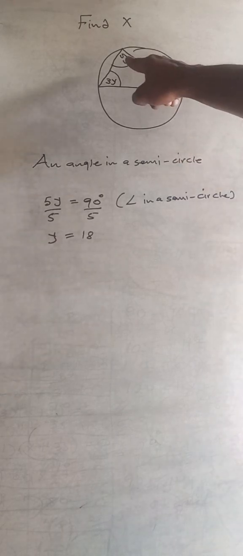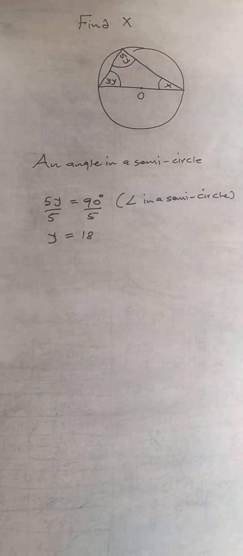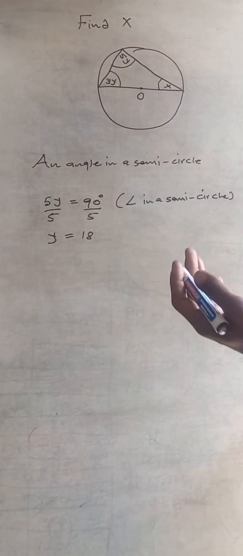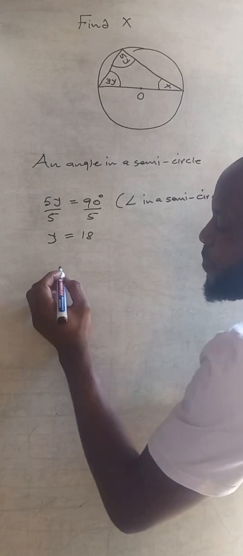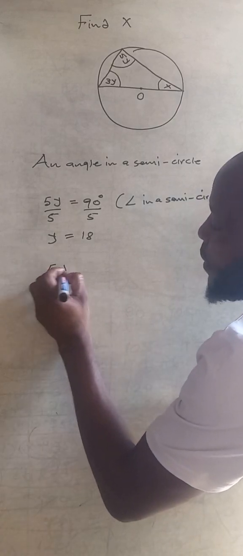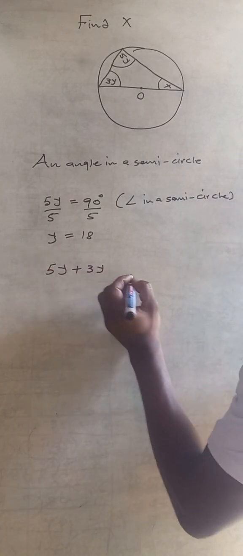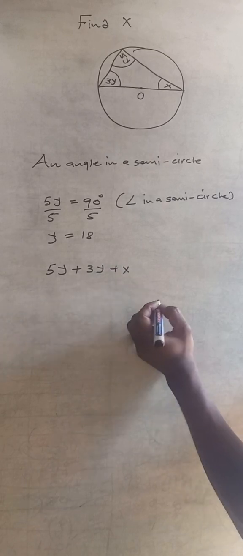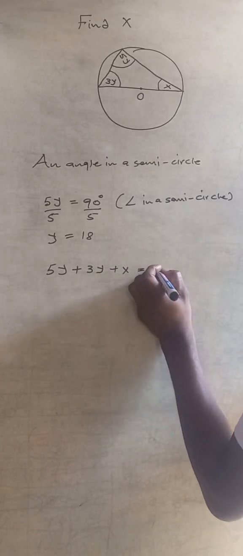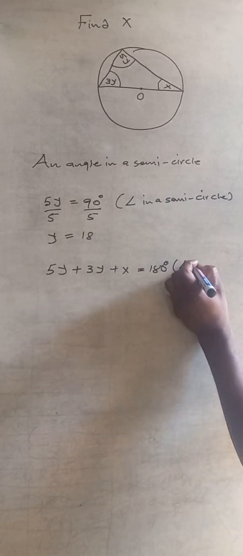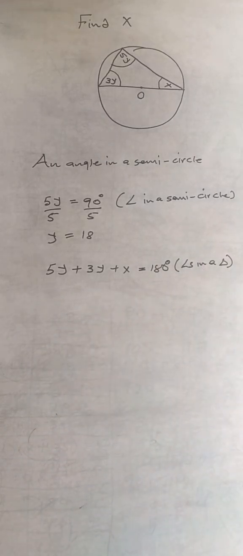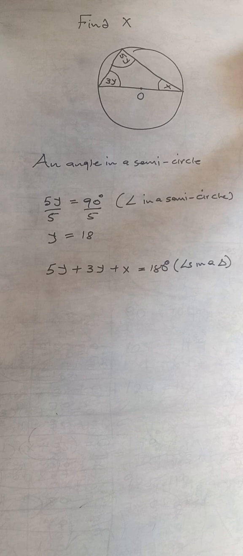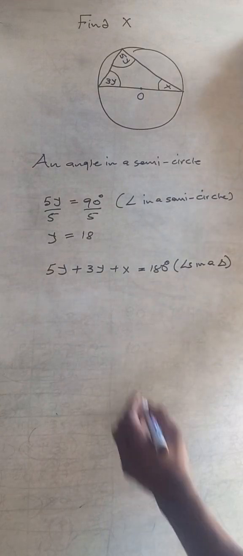So now, if we know the value of y, we know that angles in a triangle add up to 180 degrees, right? Because we had two unknowns, y and x, hence why we solve for y first. Therefore, 5y plus 3y plus x must give us 180 degrees. What is the reason? Angles in a triangle.